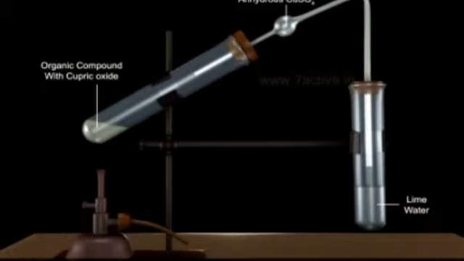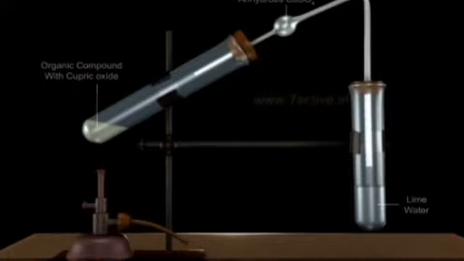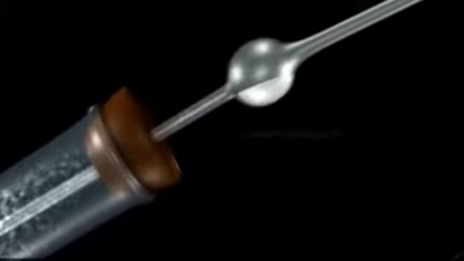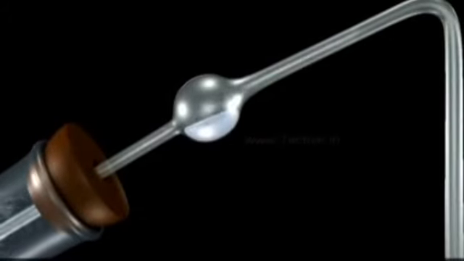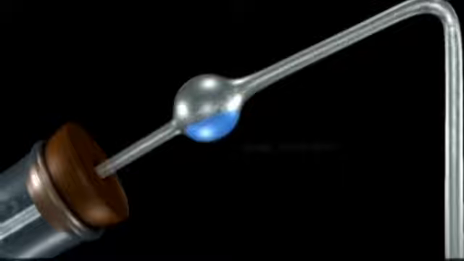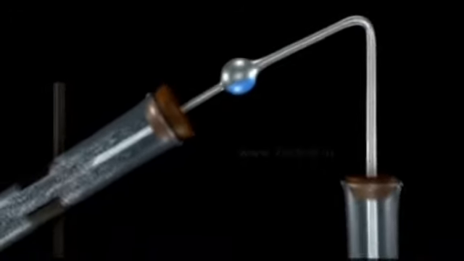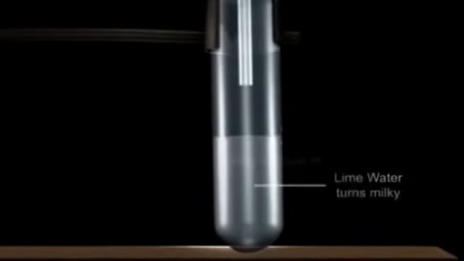Take the organic compound in a dry test tube and mix it with cupric oxide, CuO, three times its weight. Heat the compound strongly. The evolved gases are passed through a delivery tube containing a bulb with anhydrous copper sulfate. Then, it is passed into lime water taken in a test tube. If carbon is present, it forms CO2, carbon dioxide gas. The carbon dioxide gas turns lime water milky.